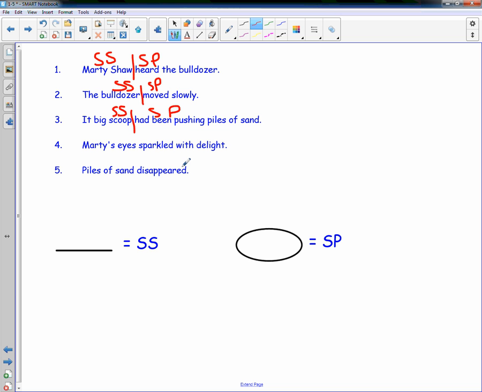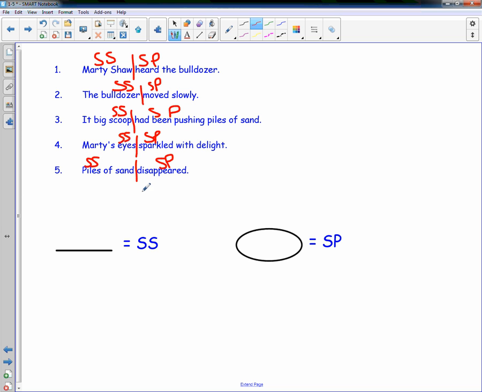Marty's eyes sparkled with delight. We draw the line in front of sparkled. Out of Marty's and eyes, we're talking about eyes, so that is my simple subject. Sparkled with delight. Sparkled is my action, so that is my simple predicate. Piles of sand disappeared. Disappeared is my verb, so I draw the line there. Piles of sand. We're talking about piles, and disappeared is my simple predicate.